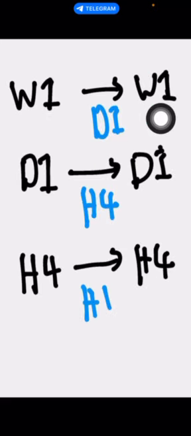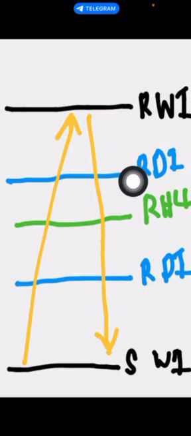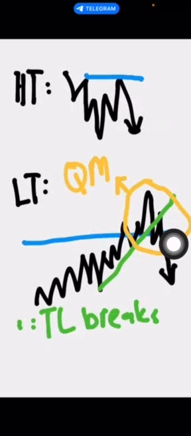Okay, at weekly to weekly, daily is the rock block. Same goes for this: daily to daily, H4 is the rock block. H4 to H4, H1 is the rock block. So basically this one. Weekly support to weekly resistance. Between the journey, there is a rock block at daily, a rock block at H4, like this.